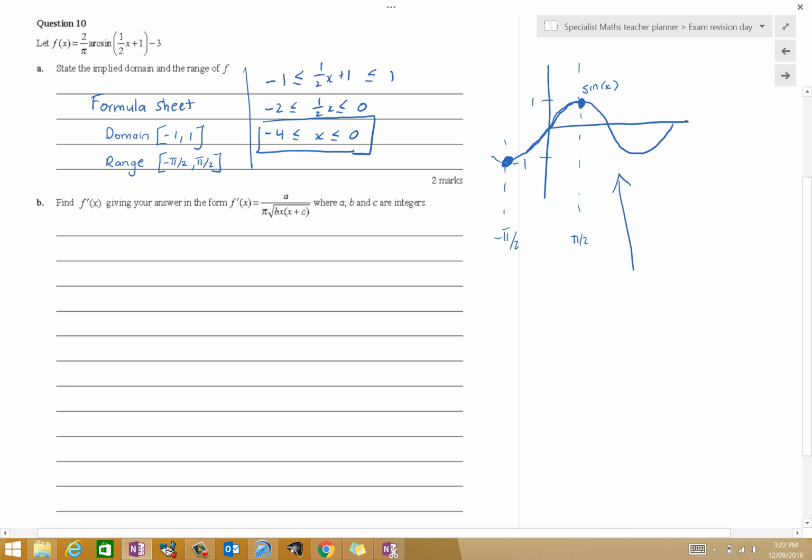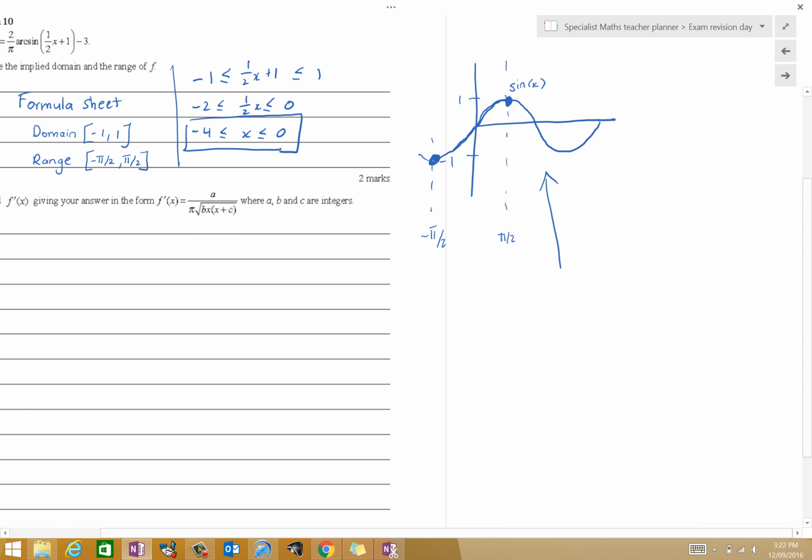Now, as far as the range is concerned, I think the easiest way to work out the range is just the transformations.